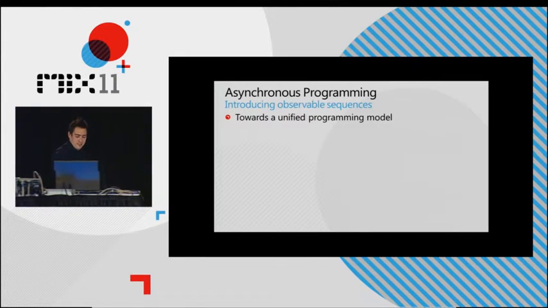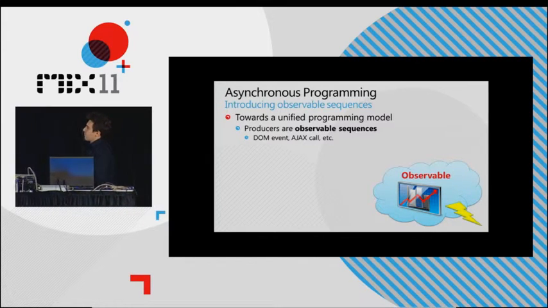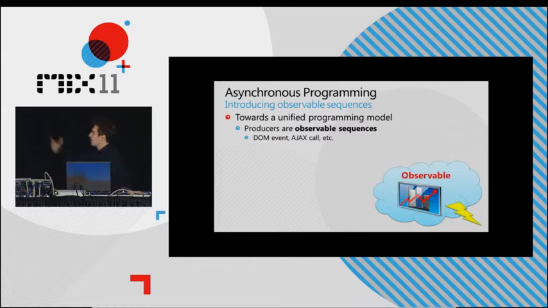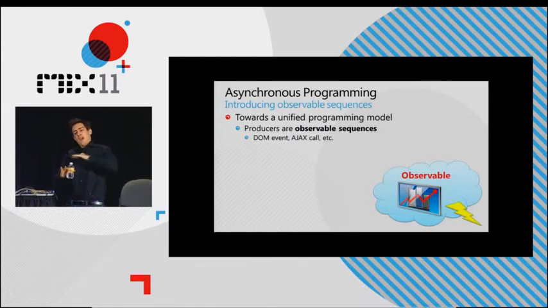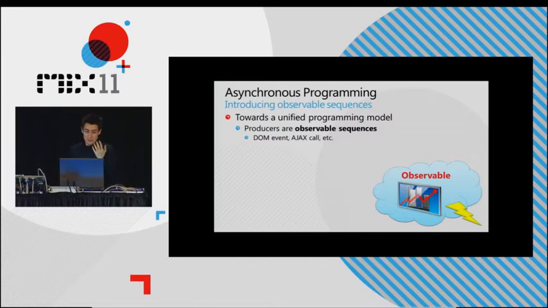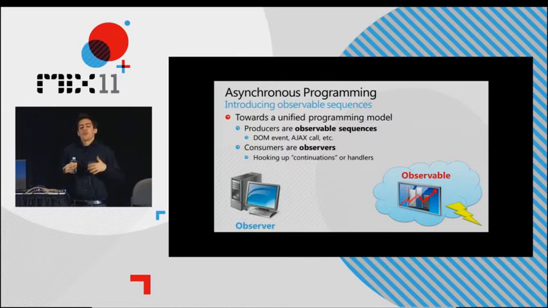But so we're actually moving towards a unified programming model by introducing exactly two abstractions. The first abstraction is called an observable sequence. So an observable sequence is the producer of an event. In this case, a DOM event, an AJAX call. You can all implement the same interface and expose them as observable sequences, and we'll see later how that works. On the other end, we actually have consumers, which we call the observers. And the observers are basically the event handlers that contain the continuation of your program execution. When the event arrives, I want to do this and that.